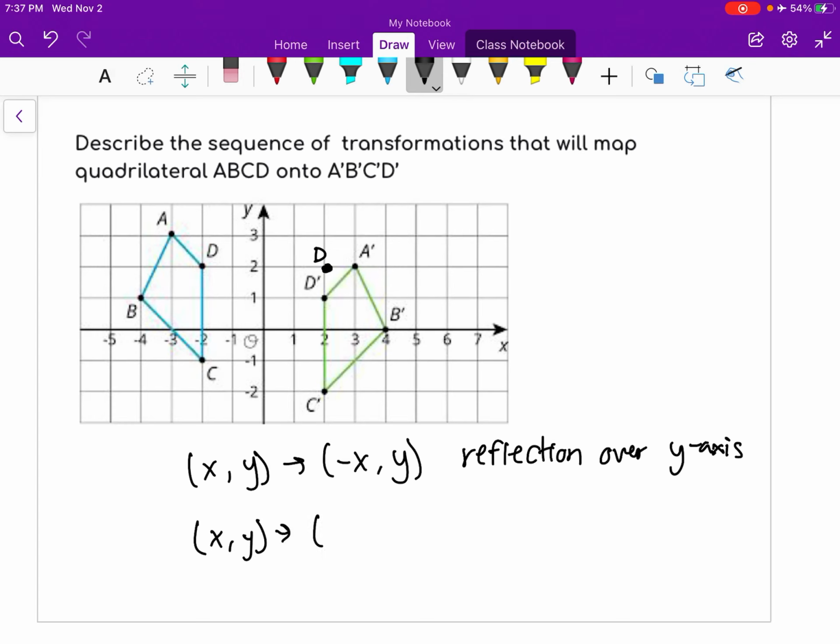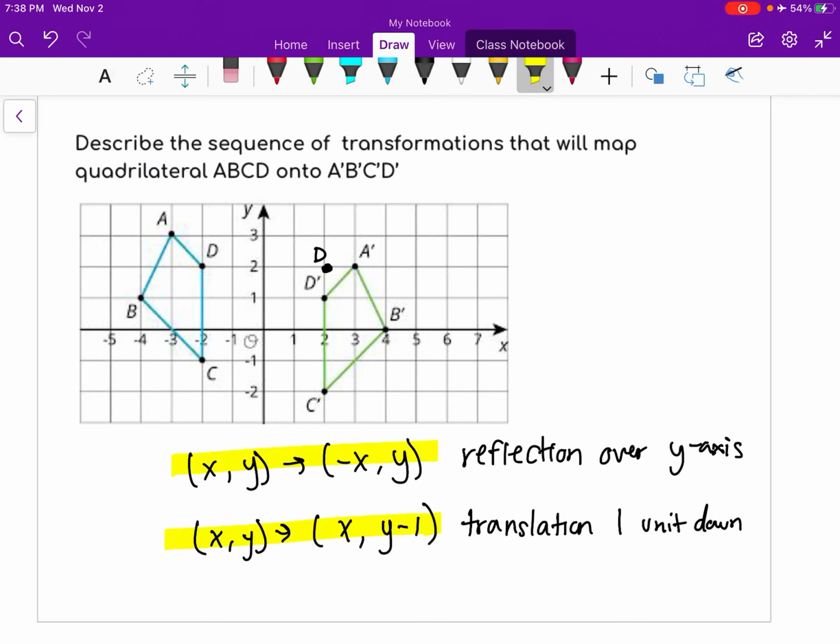This should give us the algebraic description, positive x and y minus 1. Because there has been no change to the x-coordinate, however, the y-coordinate has shifted 1 unit down. And these two algebraic descriptions are the answer.